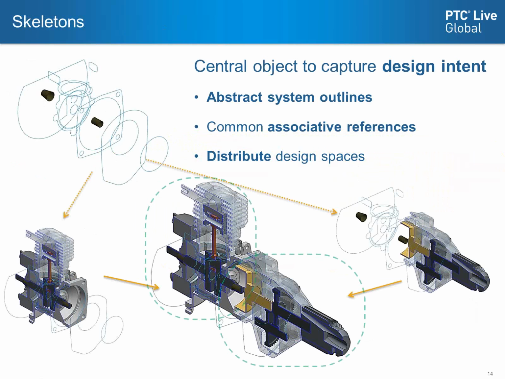A skeleton is a central object that allows the user to capture the entire design intent of the entire system. Typically, it consists of only abstract system outlines. It looks like a cloud of different entities that are only relevant for two or more components. It has common outlines and associative references that are going to be used by multiple components further down when you design around them. And it allows you to distribute to different designers those different areas, different design spaces where they are going to design around.